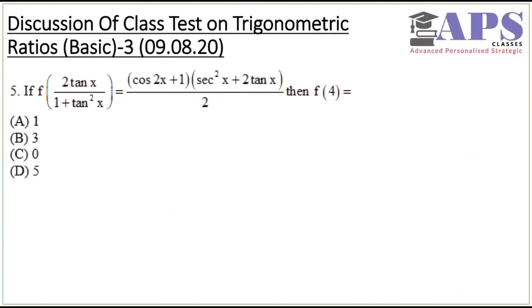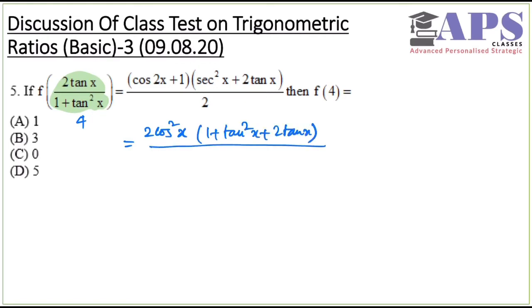In question number 5, I have to find f of 4. Some relation is given, so that means I have to put this as 4, and what I get in the right hand side, that should be our answer. Let us simplify the right hand side first. We know that 1 plus cos 2 alpha is 2 cos square alpha, sec square x plus 2 tan x. Now sec square x is 1 plus tan square x, and then plus 2 tan x is there by 2. This is our expression, right hand side.